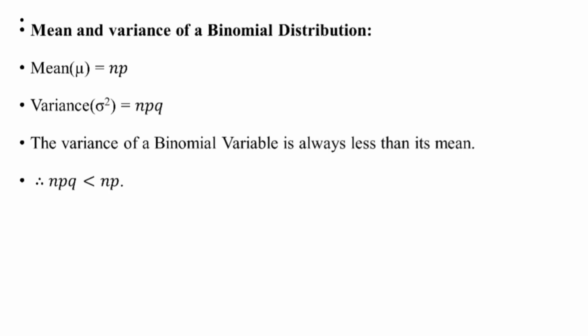It is a common discrete distribution used in statistics as opposed to the continuous distribution such as normal distribution. The mean and variance of the binomial distribution: mean is np and variance is npq. The variance of a binomial variable is always less than its mean. So npq is less than np.